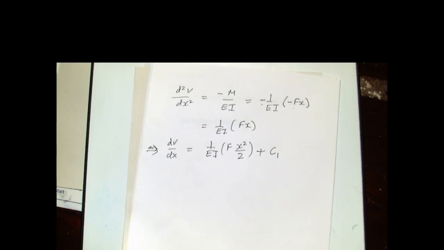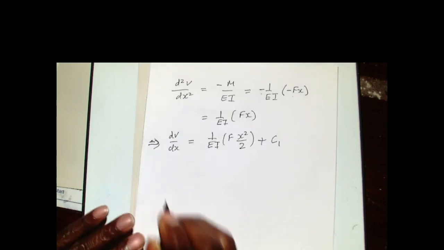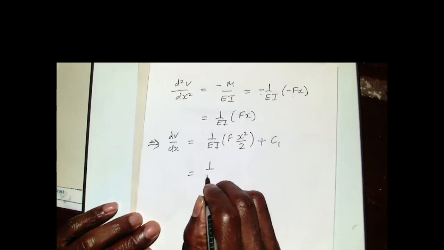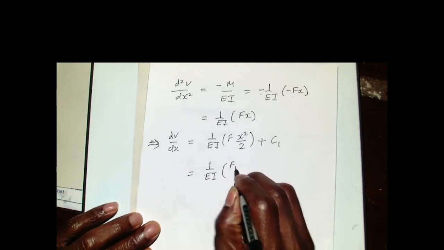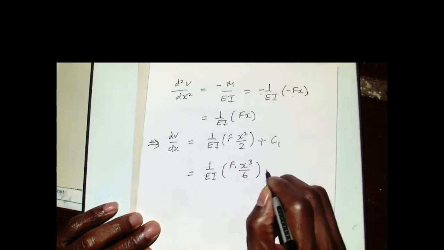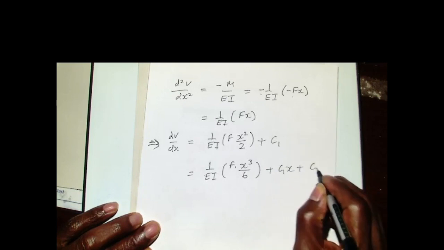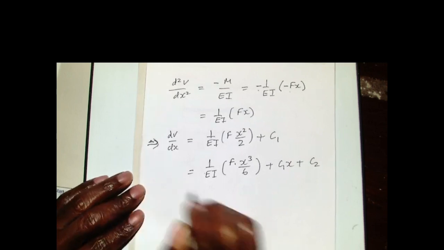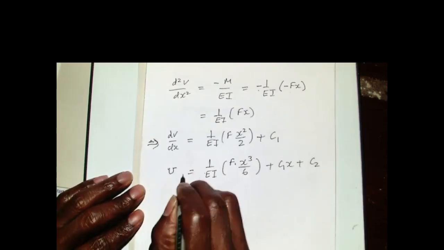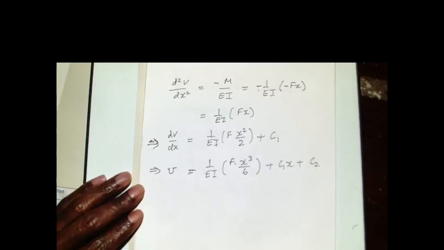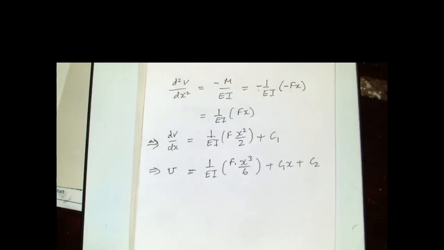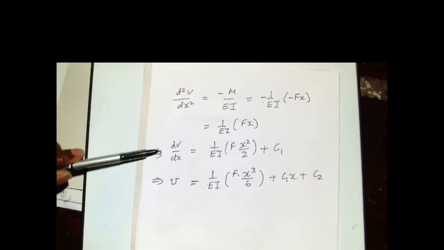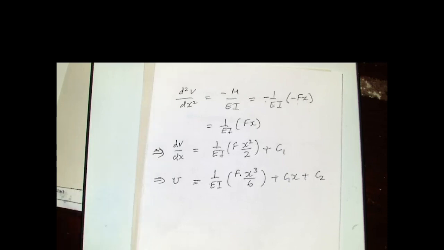And then we do it again. We have a second one. I will have 1 over EI, F x cubed over 6, plus C1 x plus C2. Remember, we want to find the magnitude of the deflection at any distance x from the left-hand side along the length of the beam. So that is the first integration. That is the second one. And then we've got that.